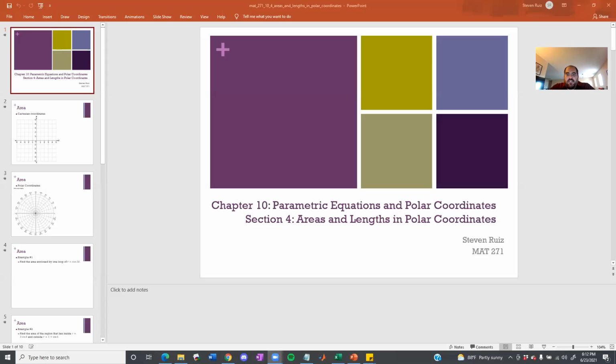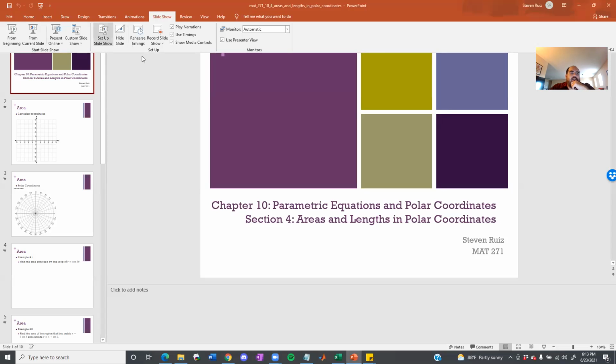So section 4, chapter 10 is all about, we're still in polar coordinates. Now we're going to look at areas and lengths. So yesterday, we spent a big chunk of the day talking about how polar coordinates work. And then we got into a little bit of calculus with them, did some graphing. So now we're going to do areas and arc lengths. So let's get started.